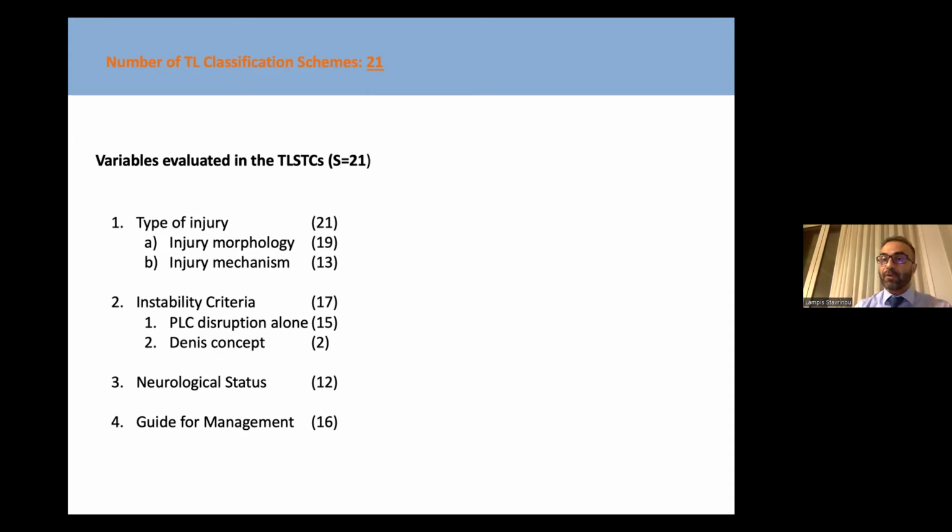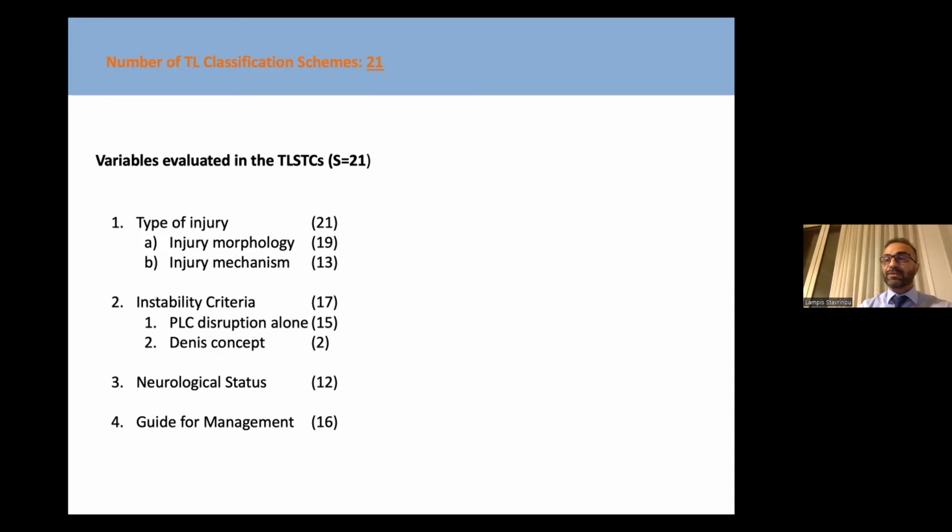Thirteen of them, most of them, look also at the injury mechanism. Is it a compression? Is it a distraction? What is the mechanism of injury? Seventeen of them, so the majority, have instability criteria integrated into them. And for most of them, for 15, it is the disruption of the posterior ligamentous complex alone that is the instability criterion.